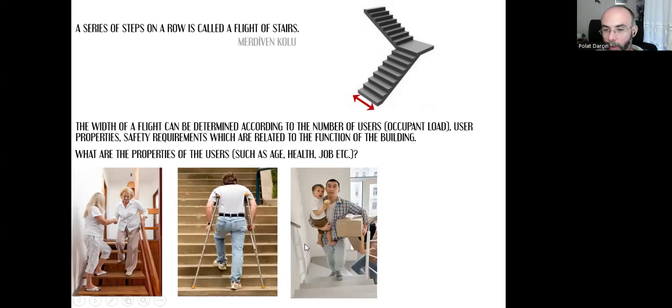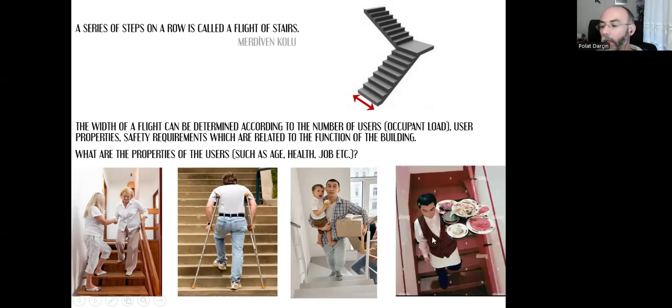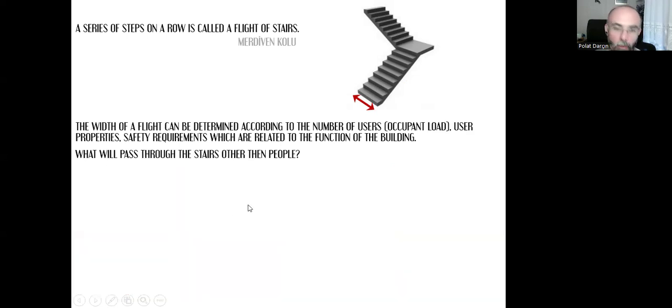People with walking sticks, or people who carry stuff, either their children or heavy boxes. In some buildings like restaurants, hospitals, and hotels, people will be carrying heavy stuff like food trays or dirty clothes. Then we need to take those into consideration, because if the width is not enough, they will have problems. They can hurt their hands or they can fall down. These things can fall down.